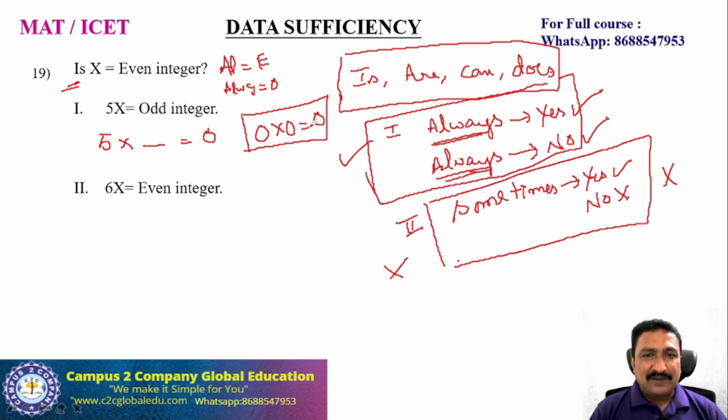Odd into odd is always odd. That means if 5x is odd, with 5 being an odd integer, then 5 into x is equal to odd. So according to this principle, only odd into odd is always odd. So when 5 is odd, x must be odd, and only then can we say 5x is odd.